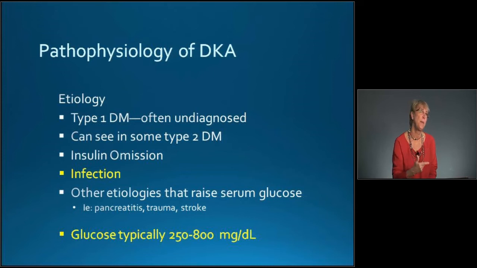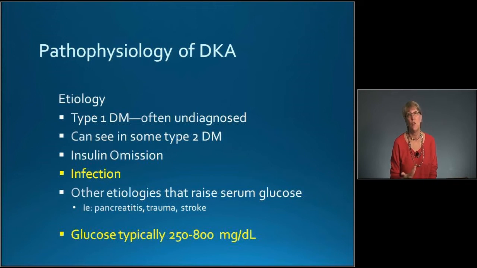So let's talk a little bit about complications of diabetes, such as diabetic ketoacidosis. This is usually related to type 1 diabetes. Many times this is what ends up bringing them to the hospital, and they haven't even been diagnosed. Can you have or experience DKA in type 2 diabetes? Yes. Is it common? Not really, but it can happen.